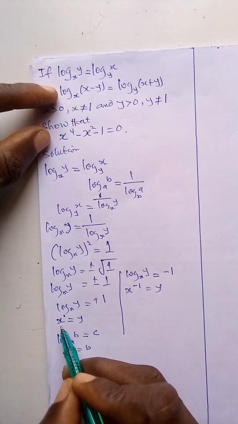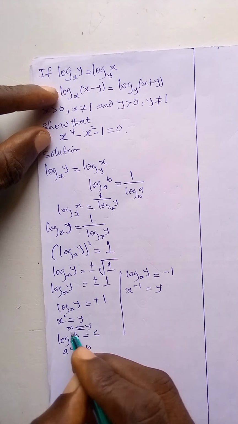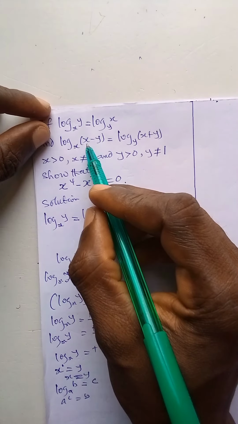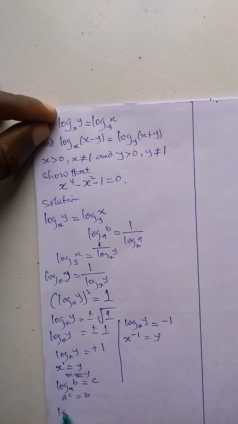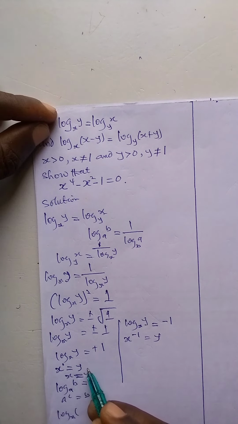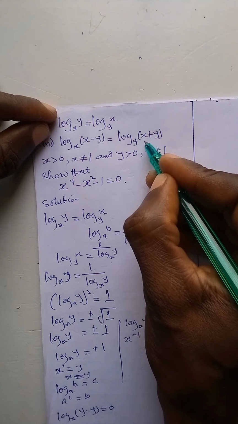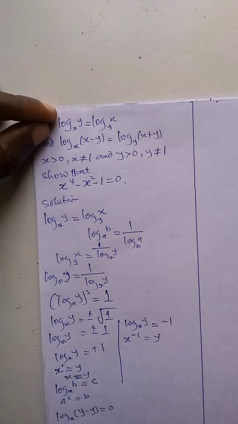However, our x cannot be equal to y. Why? Because if we check this argument, x minus y, if we now put in log to base x of, let's say, x substitutes y or y substitutes x, that becomes y minus y. We are going to get a 0, which is not allowed. So our x cannot be equal to y.